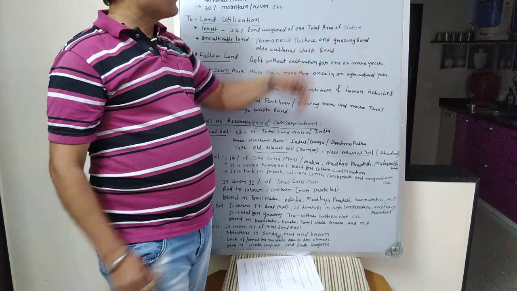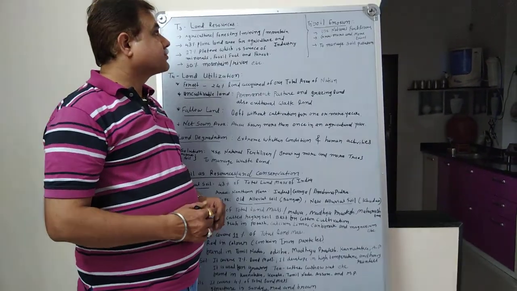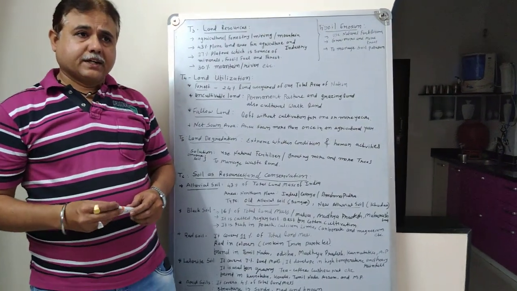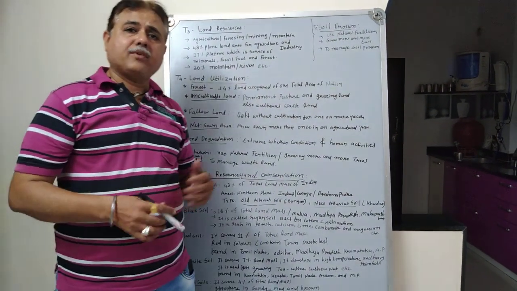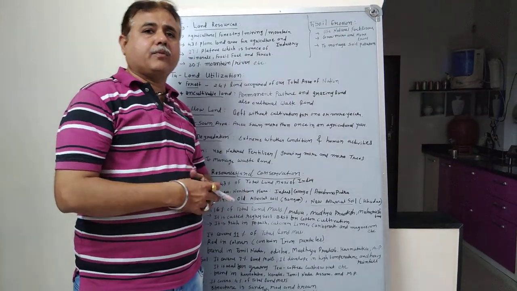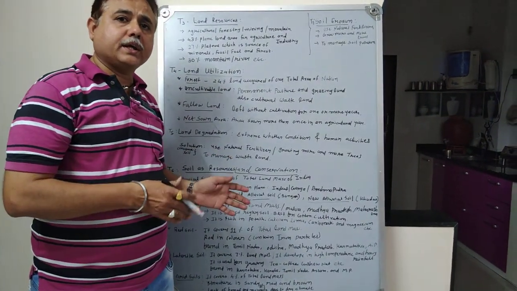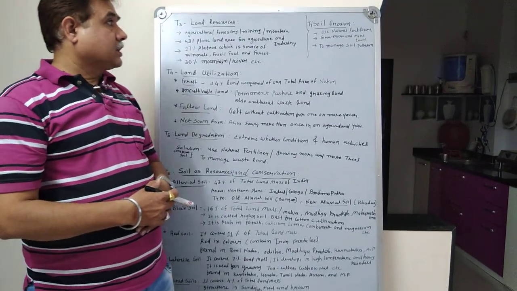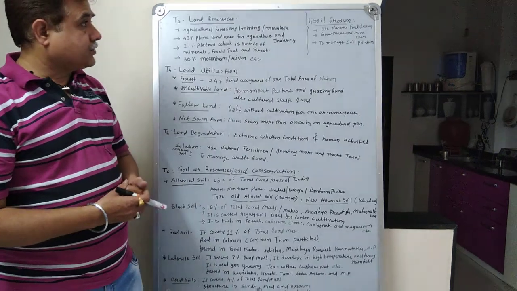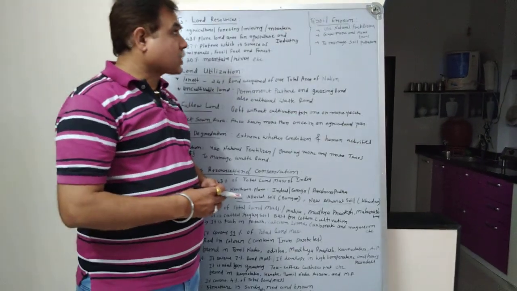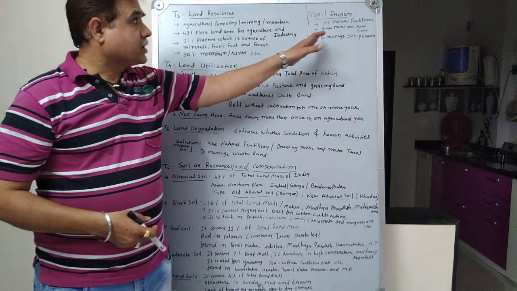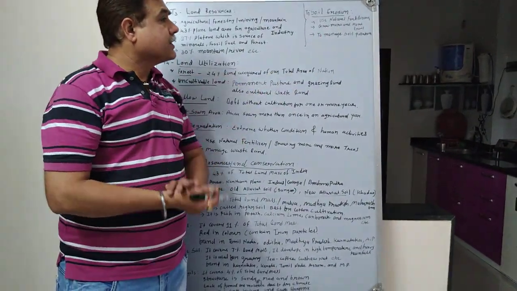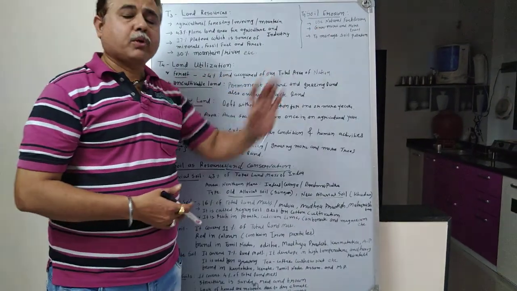Now let me explain soil erosion. You know what soil erosion means? Due to heavy rainfall or other human activity, the soil is eroded. It can be stopped by using natural fertilizer, growing more and more trees, and managing soil pollution.